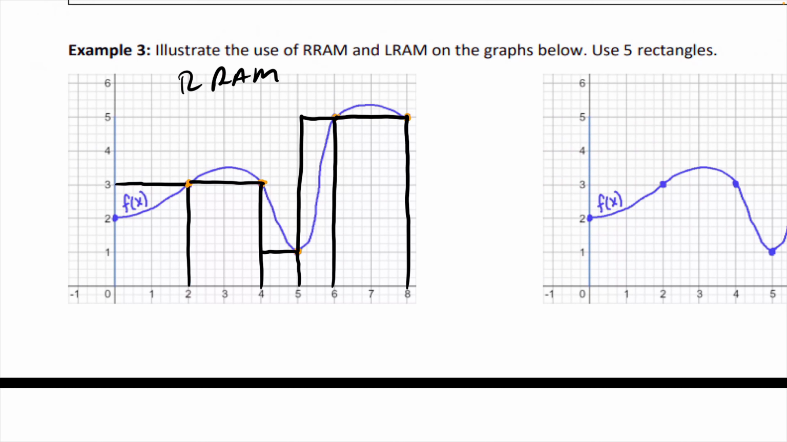Okay. So we find area under the curve. Let's see, the first one is a 2 by 3. The next one's a 2 by 3. The next one's a 1 by 1. The next one's a 1 by 5. And the last one's a 2 by 5. Okay. So that's 15 plus 13, 28.